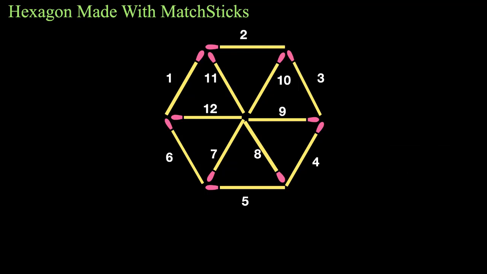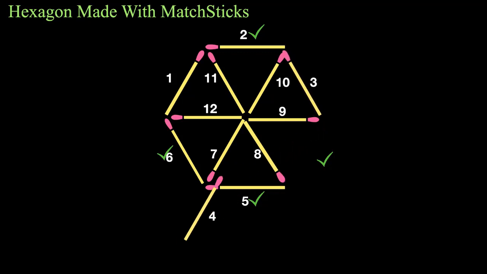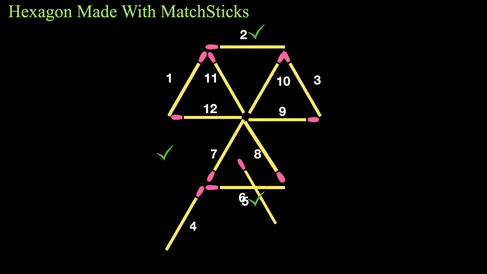Let me explain the solution now. The solution can be achieved by moving the matchsticks numbered 2, 4, 5, 6 to get exactly 3 equilateral triangles. First, move matchstick 4 adjacent to matchstick 7. Next, move matchstick 6 adjacent to matchstick 8.